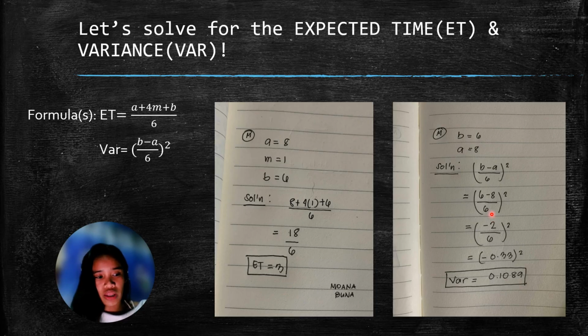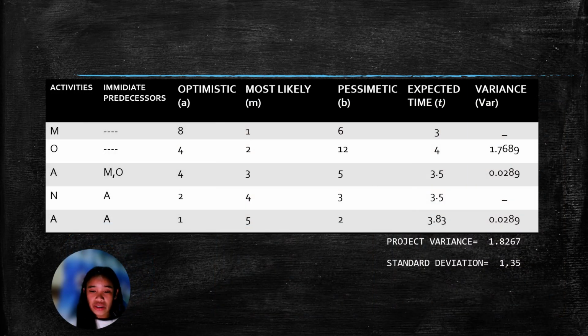And also here we have the solution of getting the variance. We have here the given, which is B equals 6 and A equals 8. And the solution used the formula for getting the variance. So we have 6 minus 8 over 6, squared, which results in negative 2 over 6, squared, and negative 2 divided by 6 is equal to negative 0.33, and then squared, which results in 0.1089. So we did the same thing to the remaining activities.